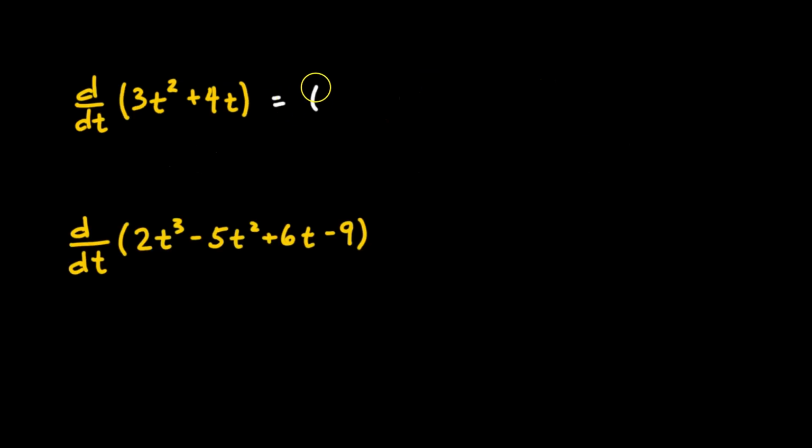Now let's find the derivative of a polynomial. To do that, we're going to find the derivative term by term. So let's start with 3t squared. When we have a coefficient, remember that we're not going to remove it. We're going to take that number, multiply it by the exponent, and then we're also going to subtract 1 from the exponent, and that gives us 6t. And the derivative of 4t is 4, so our answer is 6t plus 4.